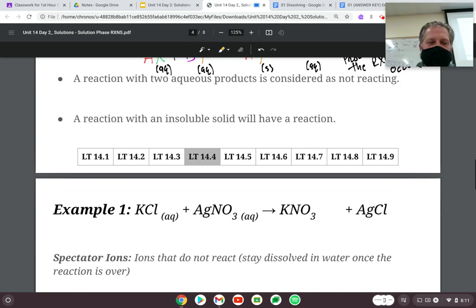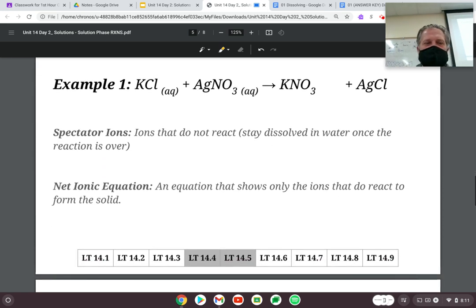There are a couple of other things we need to talk about, something called spectator ions and the net ionic equation. But what we're really going to do is use this chemical reaction here to identify whether or not the reaction will occur. Now, I'm told that both of my reactants are aqueous, which means that KCl has been dissolved in water and AgNO3 has been dissolved in water. But I'm not told what my products are. So I have KNO3 and I have AgCl.